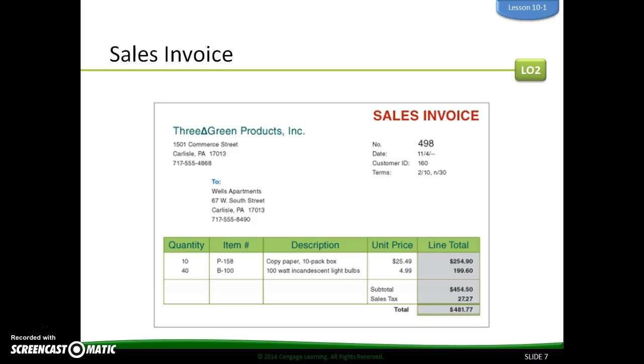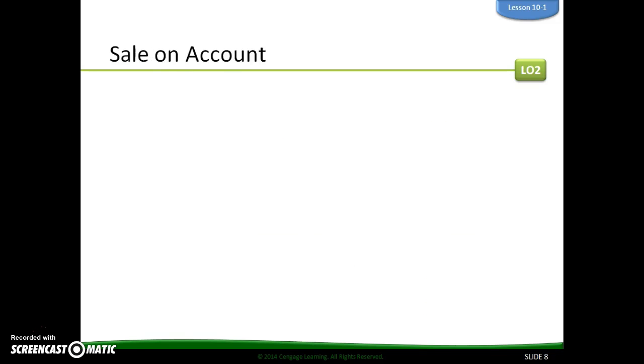So we also are going to generate a sales invoice every time we sell something on account, because an invoice is like a bill when somebody else receives it, and then they pay us according to the invoice. And in this example of the invoice, you can see we invoiced Wells Apartment, and the amount of the product we sold them totaled $454.50, and then the sales tax on that amount is $27.27. So we have to make sure that we record this information correctly.